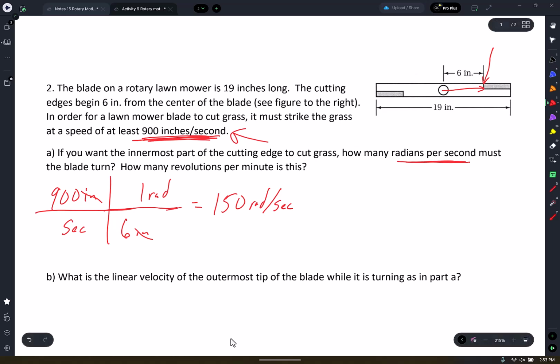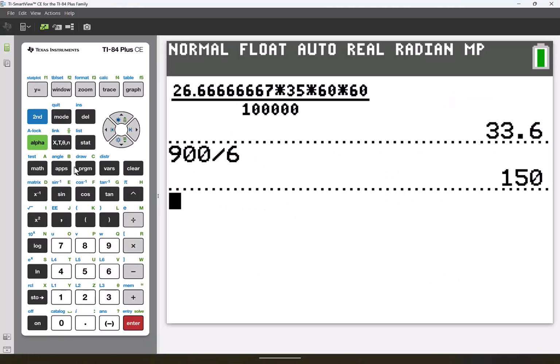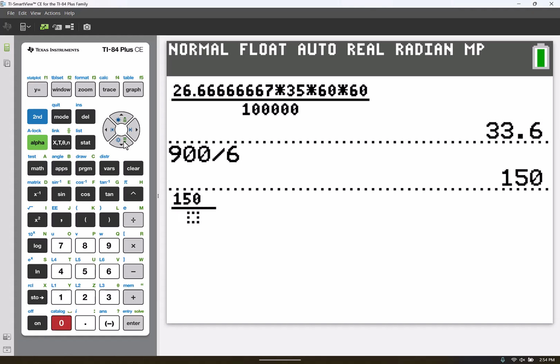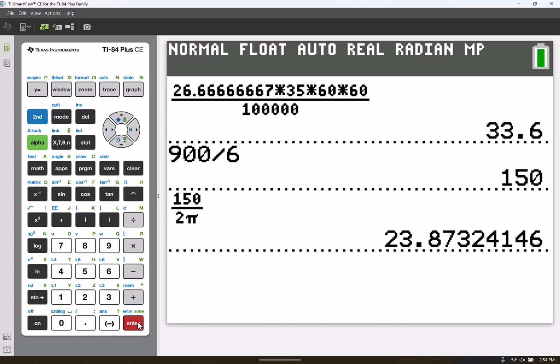Now I'm going to answer the second question. I'm going to underline it in blue. How many revolutions per minute is this? Okay, let's take the 150 radians per second. And how many radians in a revolution? 2 pi. So write 2 pi radians. Radians cancel out. Use the fraction feature so you never mess up. So I'm going to put 150 in the top and 2 pi in the bottom. Make sure everything's correct. Yep, everything looks good.